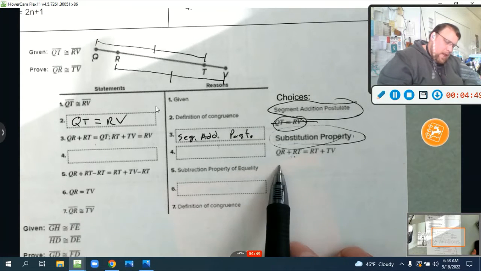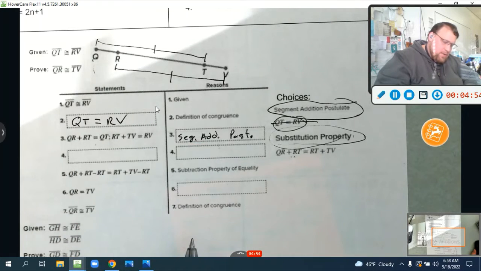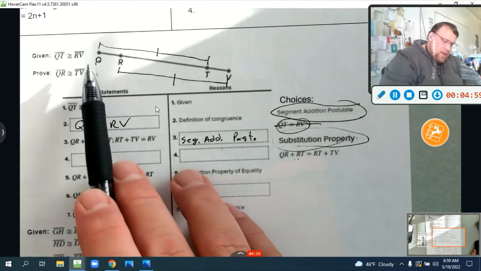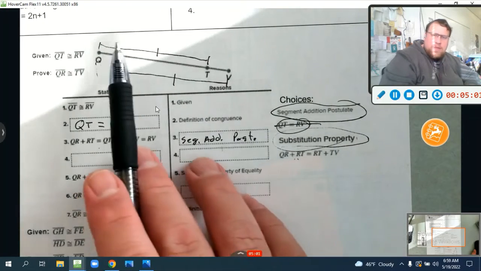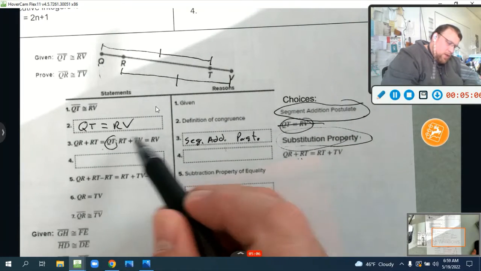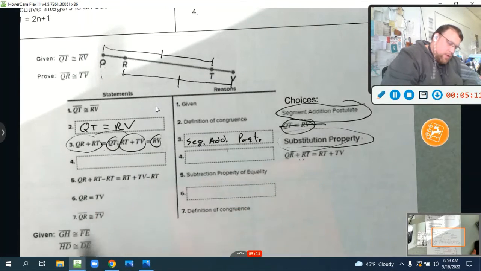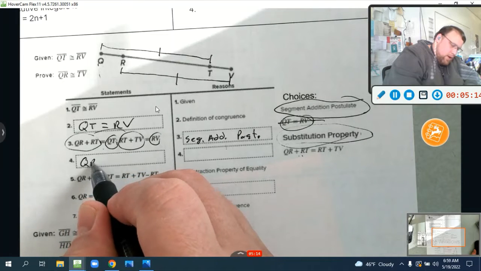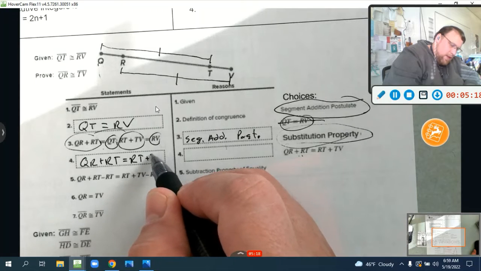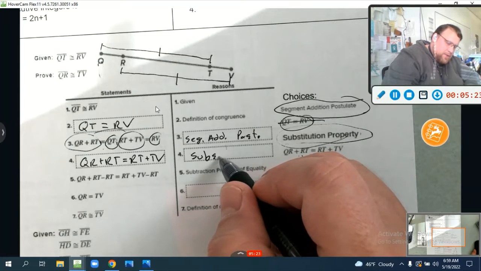But what we can say next is QR plus RT is equal then, because listen, since we already said the whole is equal to the whole, now we can say the sum of the parts are equal to the whole. So we're doing a little substitution here. Since I know QT equals RV, I can now say the addition of the parts are equal to each other as well. So that's QR plus RT is equal to RT plus TV. And that, again, as I was explaining it, that's substitution. Okay?